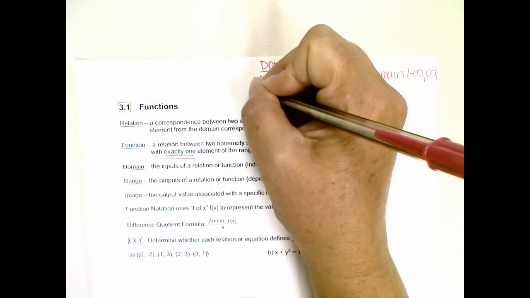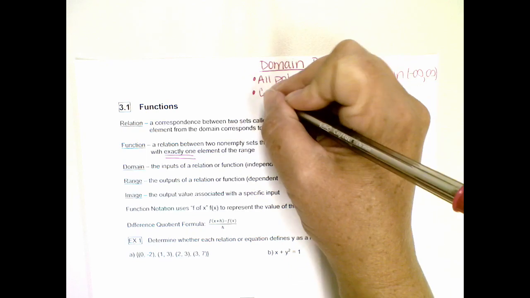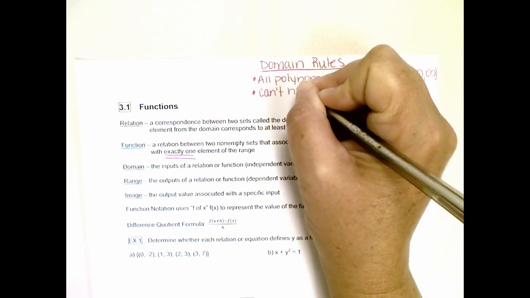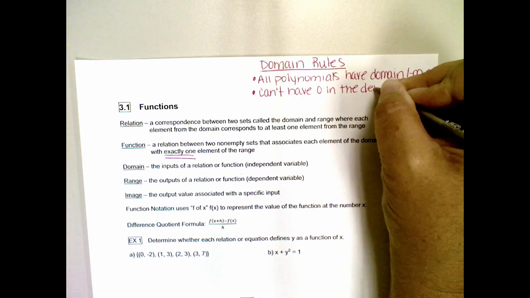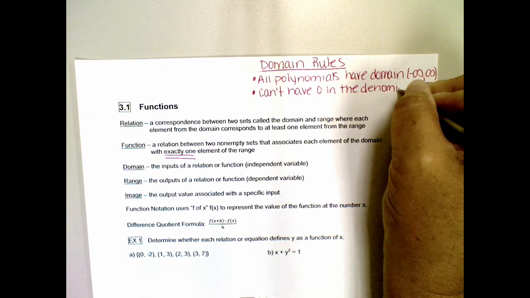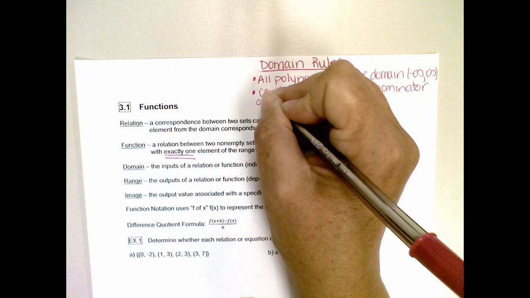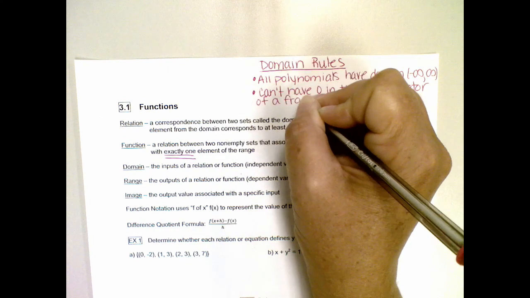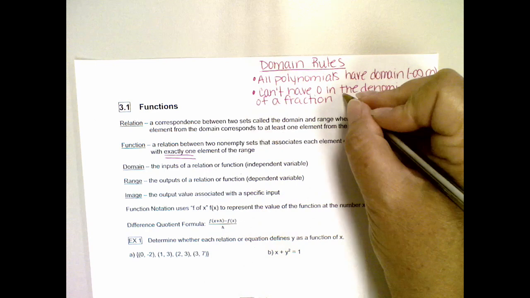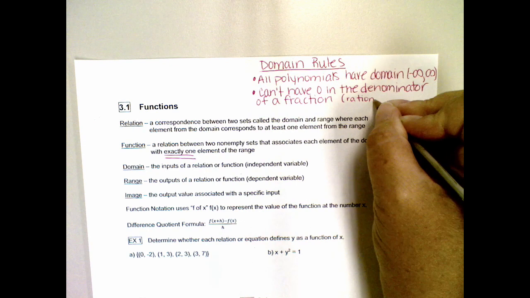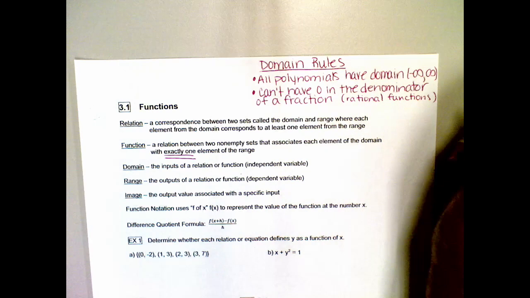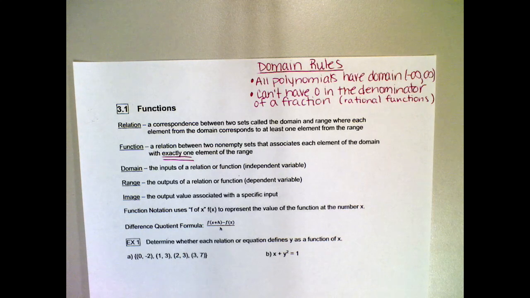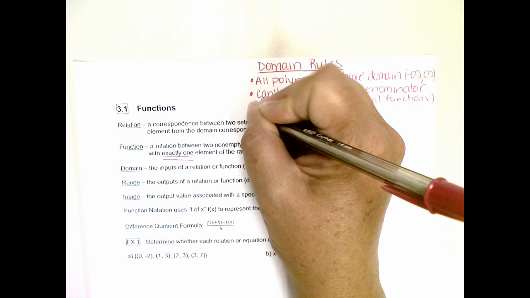So other domain rules that are important to remember is that you can't have 0 in the denominator of a fraction. So that is going to restrict the domain on rational functions, because rational functions have fractions. And so when you have a rational function, you have to make sure you look at that denominator and exclude any values that would make the denominator equal to 0.